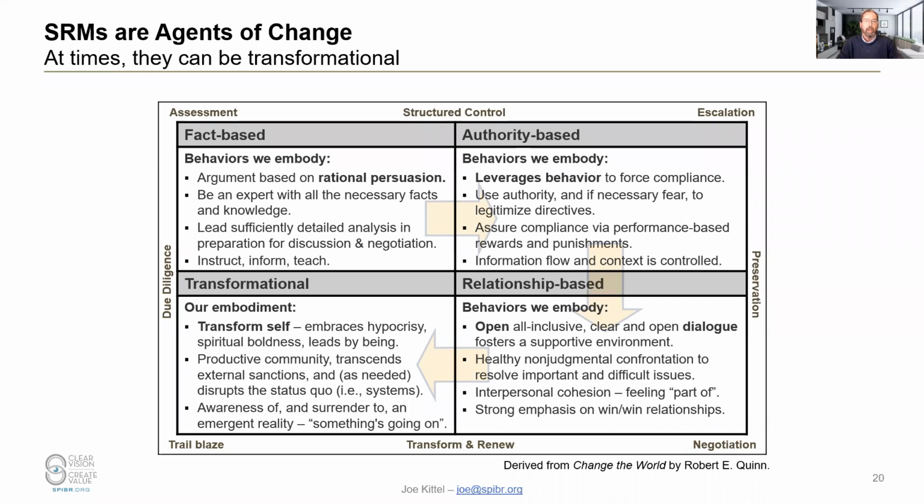An SRM has to be about change. If they are not about changing the alliance or changing the business, what are they doing? What are they there for?